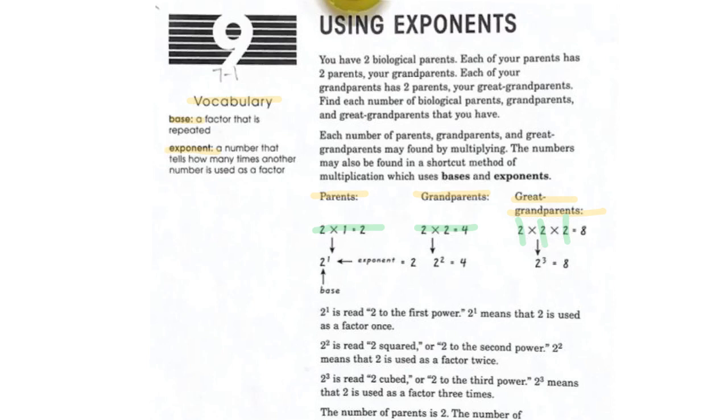So if I'm taking 2 times itself once, it's 2 to the first power. If I'm having 2 times 2, it's 2 to the second power. If I have it 3 times, it's 2 to the third power. The 2 is the base. That little number is the exponent.